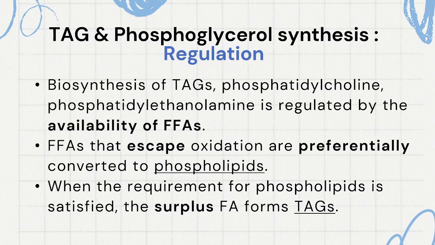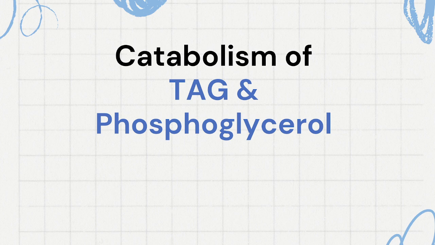There is continuous breakdown and synthesis of triacylglycerols in the adipose tissue. The released fatty acid is mainly oxidized for energy. The surplus, or the fatty acids that are not oxidized, the first option will be for them to form phospholipids. When the requirement of phospholipid is satisfied, then the surplus fatty acids will now be used to form triacylglycerols.